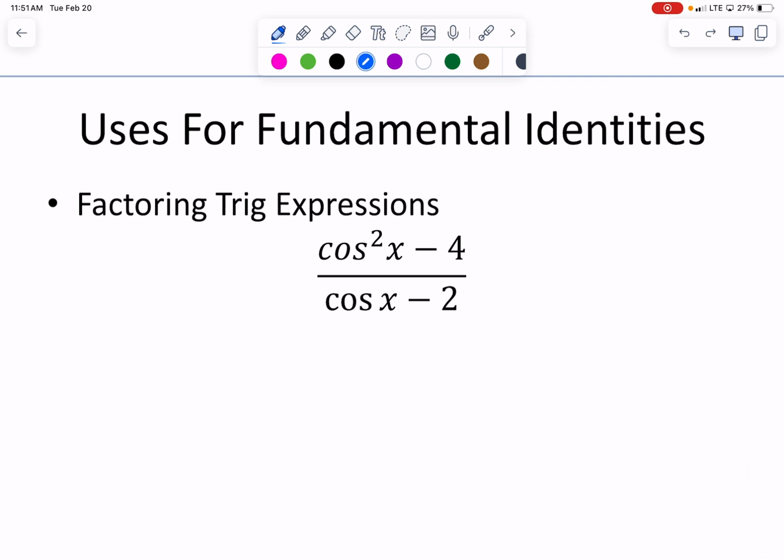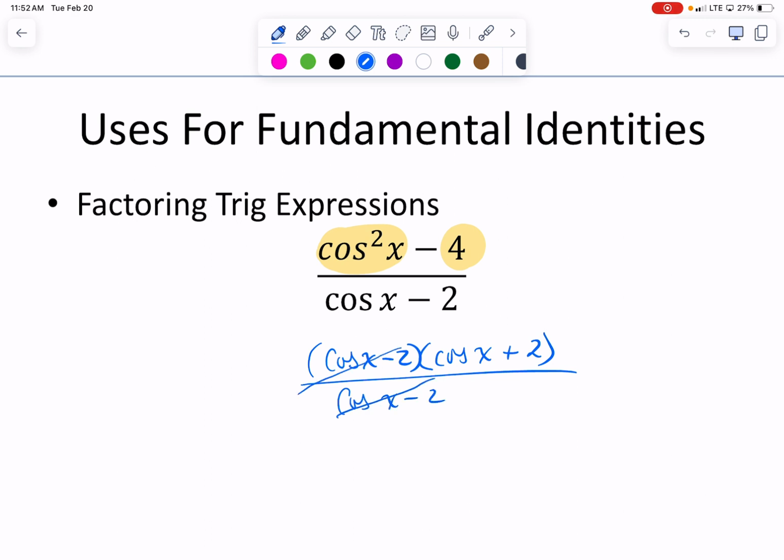Another thing you might have to do is factor your trig expressions. If we were looking at this, we have something squared minus something squared, right? Just do cosine x minus 2 times cosine x plus 2. What are those called? Difference of squares, yep. You're just left with cosine x squared.